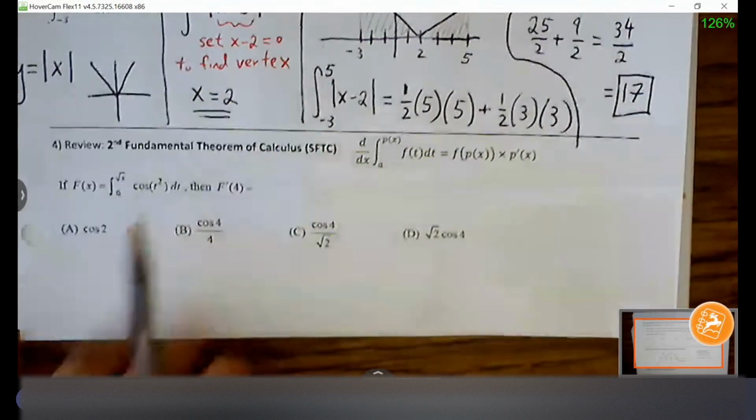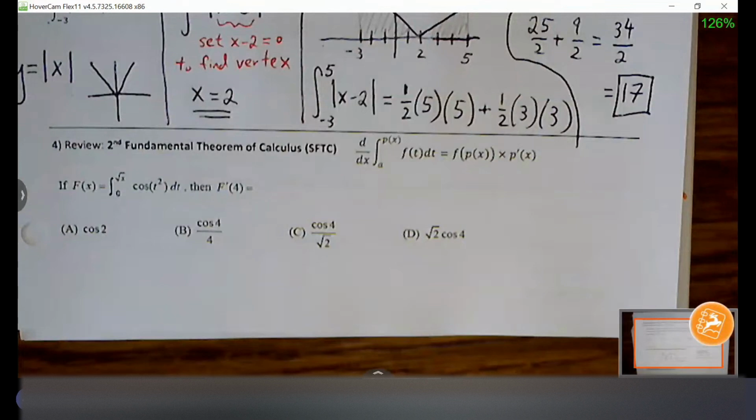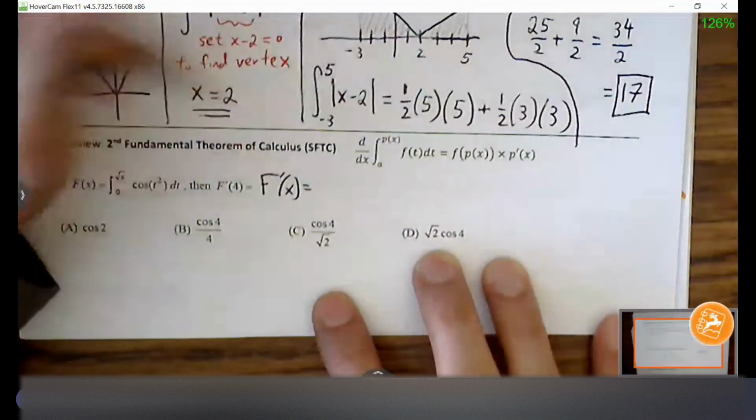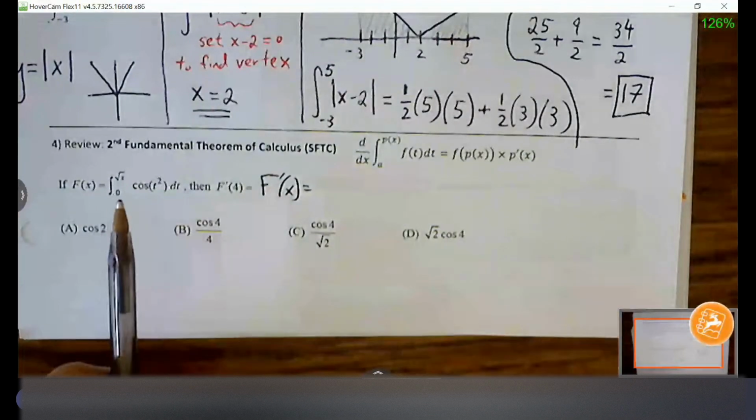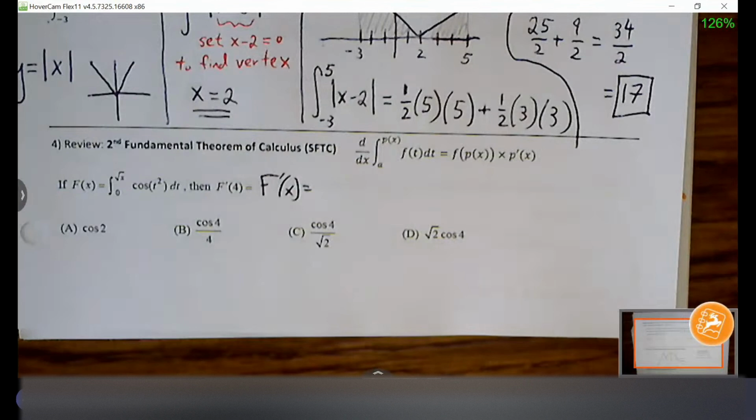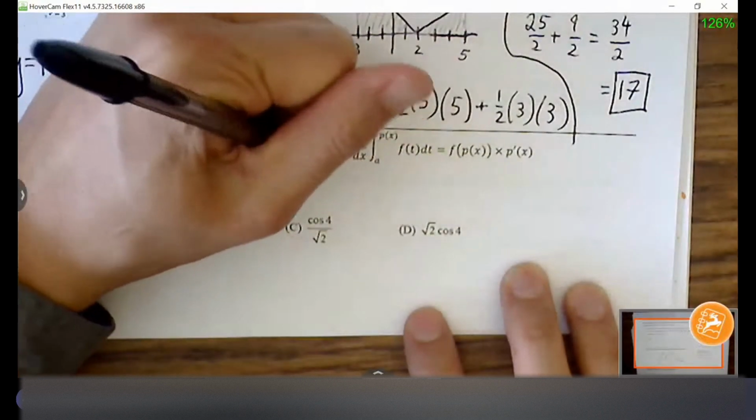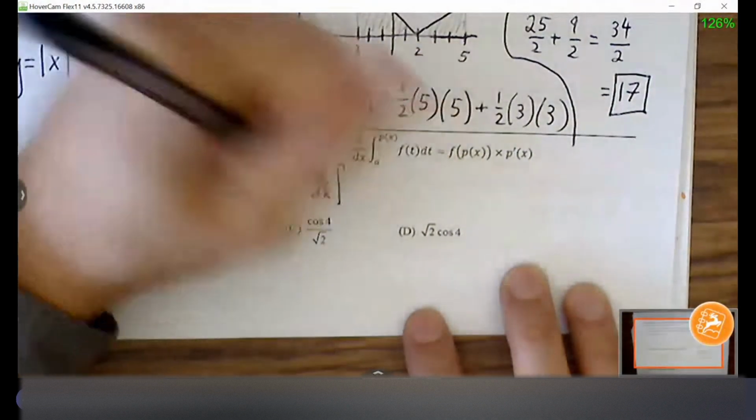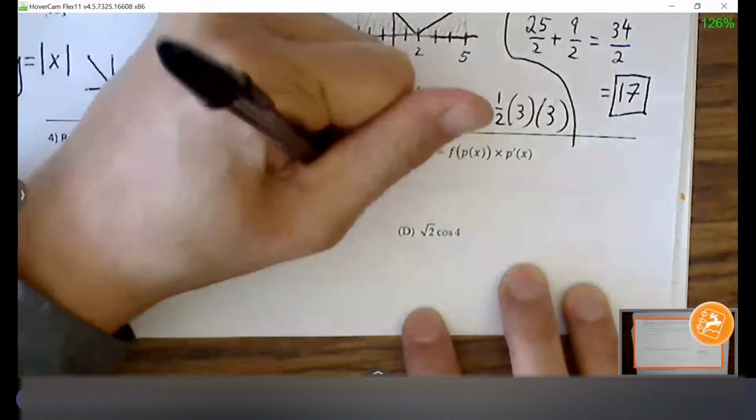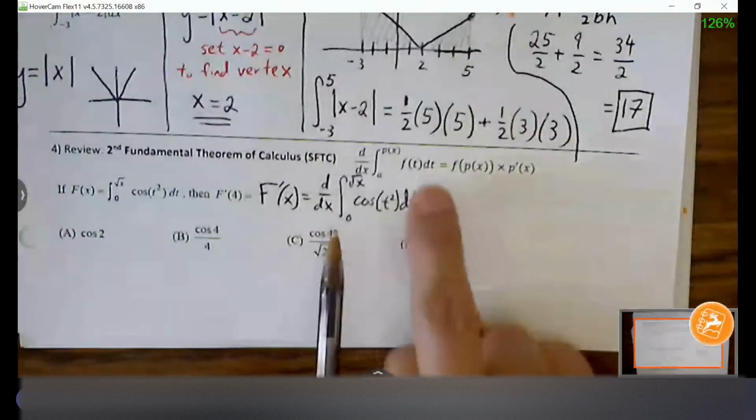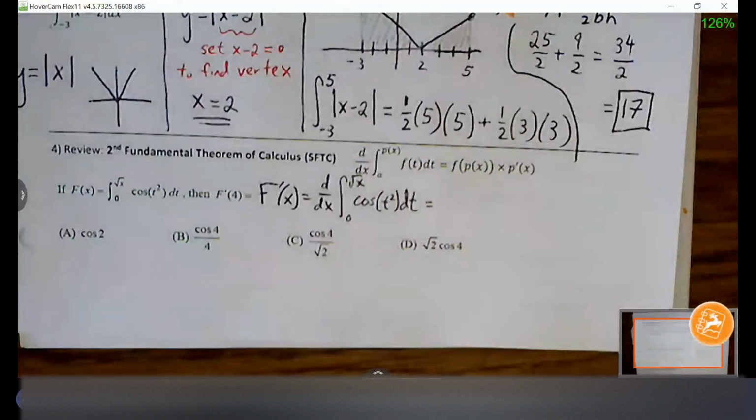So let's look at this problem here. It says if f of x equals the integral from 0 to root x of cosine of t squared dt, then find f prime of 4. Before we can find f prime of 4, we're going to find f prime of x. So let's find the derivative first. I want to find the derivative of this expression, but rather than taking the derivative, I'm just going to represent that I do want to take the derivative. So I'll write it as d over dx of my problem. And I wrote it this way so that we can match it up perfectly with the rule that I want to apply right above it.